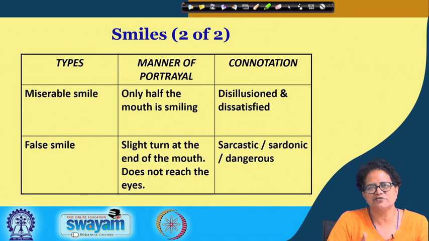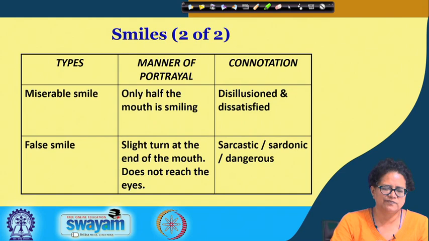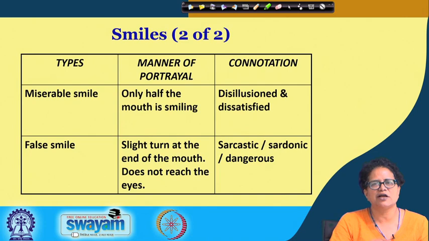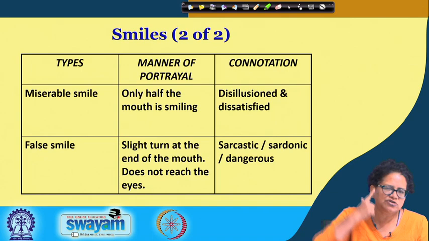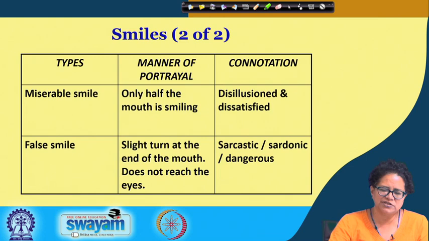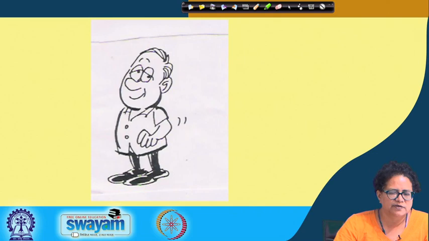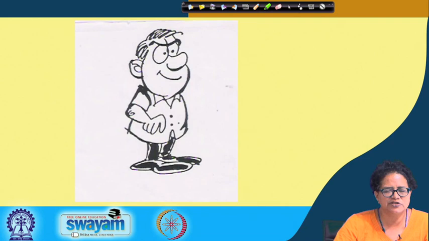And last we have the false smile. The false smile is put on, it's fake, it's not real or actual. There's a slight turn at the end of the mouth, but it does not reach the eye, and it shows sarcasm, the sardonic nature of the person, and these kinds of persons are dangerous, not to be trusted. So we have pictures of some of the smiles here. This is the sardonic smile or the false smile, a dangerous person.